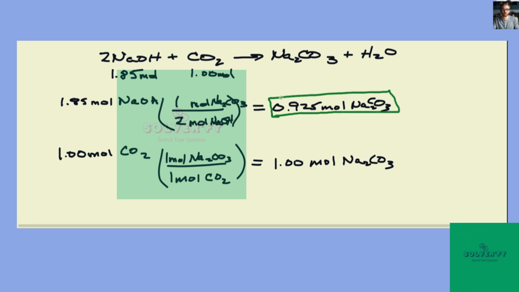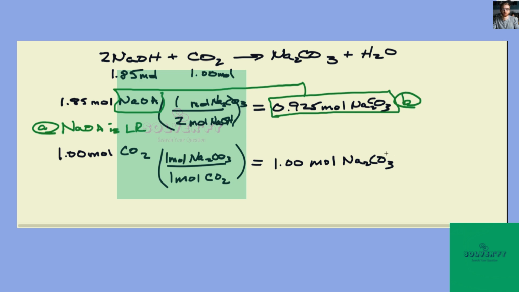So which is the limiting reactant? Well, the Na2CO3 is not the limiting reactant because that's a product. But we go back to where we started, and that means that the sodium hydroxide is the limiting reactant. Now, if we want to know how much sodium carbonate, how many moles can be produced, we already calculated that. It's the lower value. So this is the answer to part B.